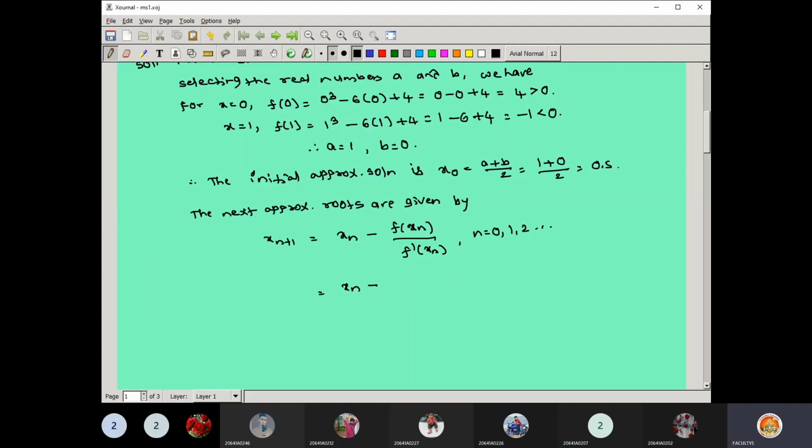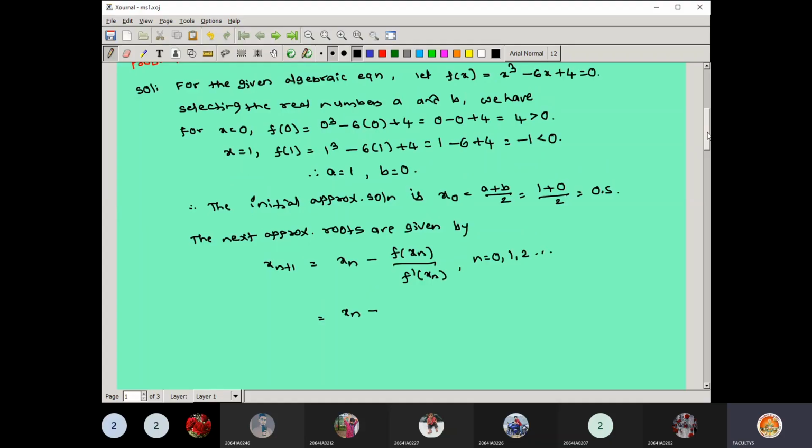Xn as it is minus, what do you mean by f of xn? In your f of x, you replace x value with xn. So f of xn becomes xn cube minus 6xn plus 4. This is your f of xn divided by f dash, which means derivative of f of x. So x cube derivative is 3x square, so 3xn square minus 6xn derivative, it is only 6. So in f of x and f dash of x, x is replaced by xn value.